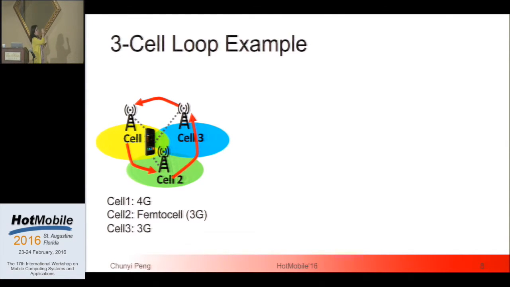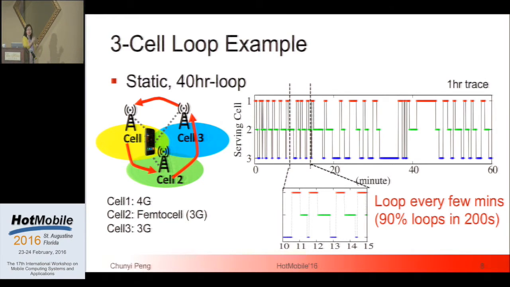So in this case, we put the phone at one location. And we assume the network environment doesn't change, and we log all the serving cells observed by this phone. This figure shows our trace. We can see the serving cell oscillated among these 3 cells, and the loop repeated itself every few minutes.